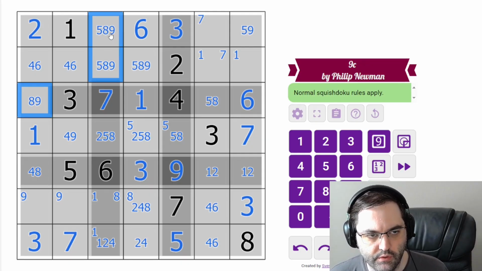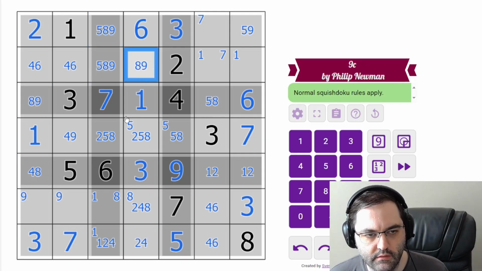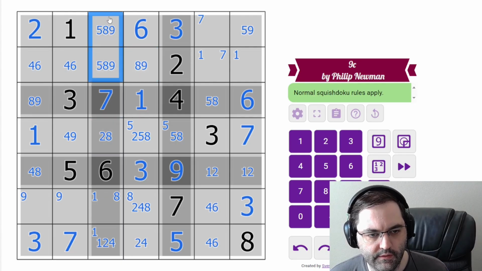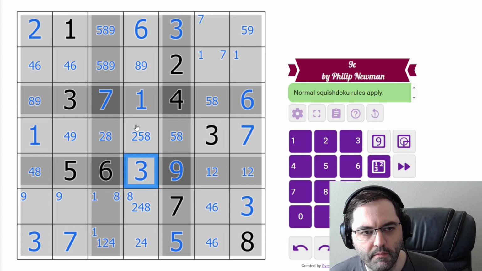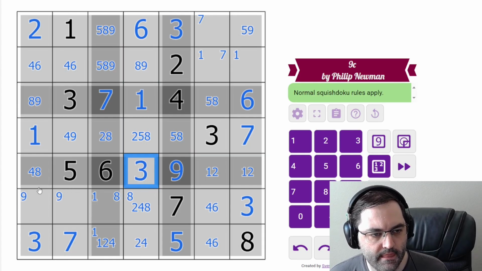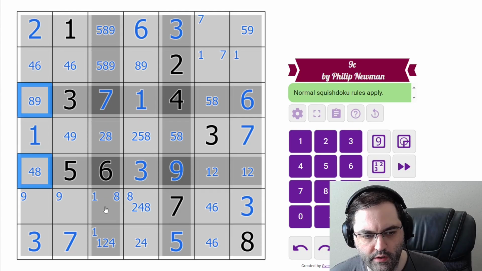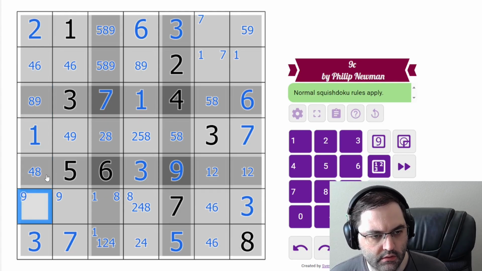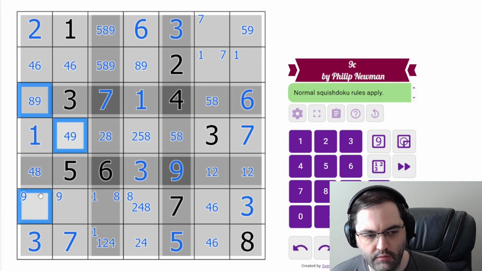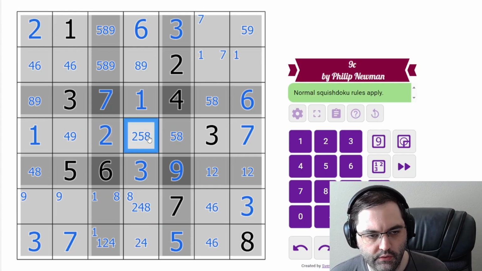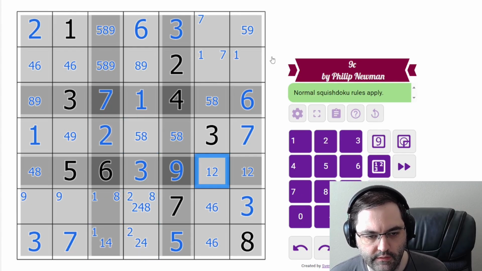Because of this triple, we know 5 is in one of these. So 5 is not there. That also means 5 is not here, which we knew from this. Skip those. 8 is in one of these cells. So it's not here. Yeah, and it's not here either. We have a 4, 8, 9 here. So that's the 2. 2's not here. 2's in one of these cells.